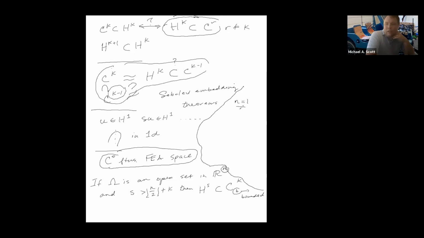Okay, so if n is equal to 1, then what does this look like? Well, s better be greater than 0 plus k. So H1 is in C0, right? H2 is in C1, and so on.